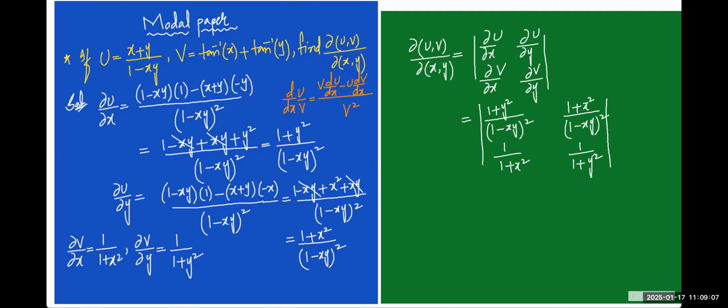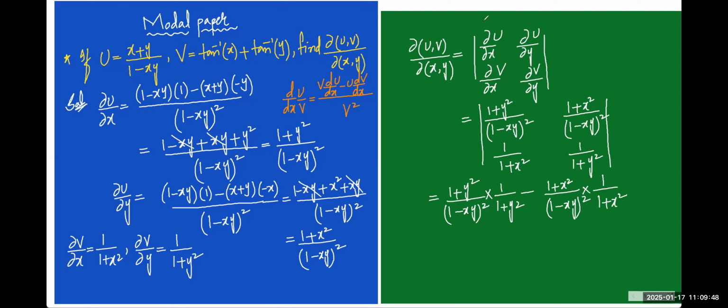And thus the determinant of a 2 by 2 matrix is AD minus BC. This is equal to AD, it means 1 plus y square divided by 1 minus xy whole square, the A into D value is 1 by 1 plus y square, minus 1 plus x square by 1 minus xy whole square. These all problems are very, very important from the examination point of view.